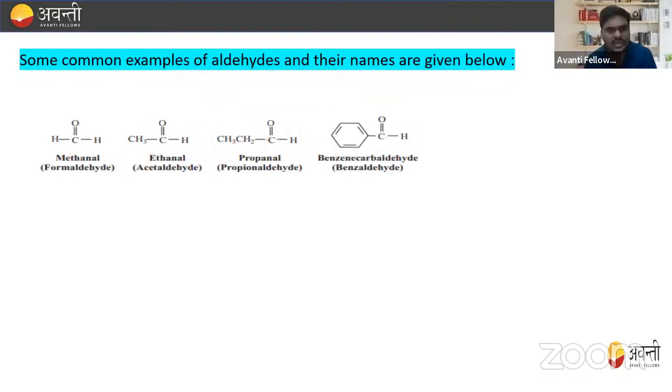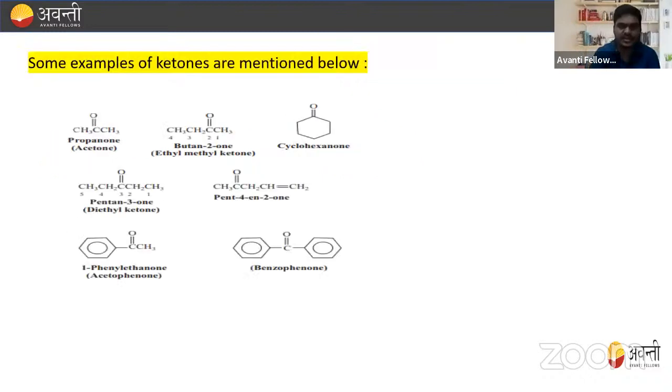Now, some common examples of aldehydes and their names are given below. For example, HCHO we name as methanal, or we say formaldehyde. Similarly, CH3CHO is ethanal, and its common name is acetaldehyde, right? Similarly, CH3CH2CHO is known as propanal, and its common name is propionaldehyde. Similarly, the common name is benzenecarbaldehyde, or we know it as benzaldehyde. So this is how you name the different aldehydes.